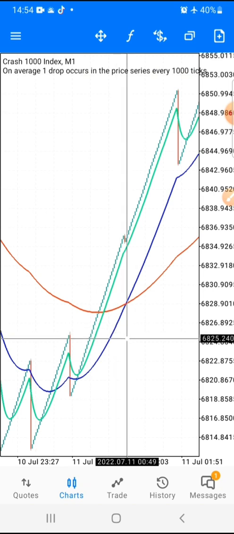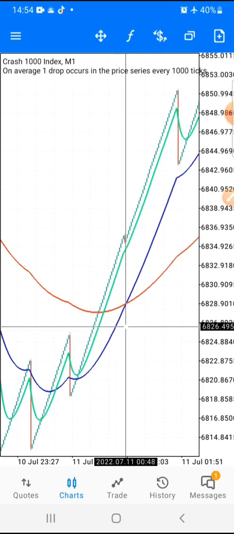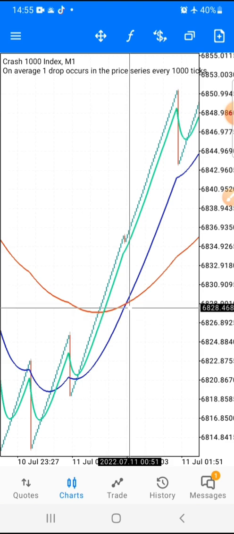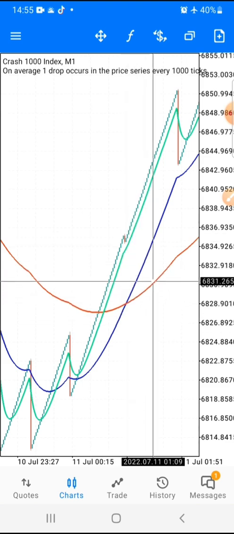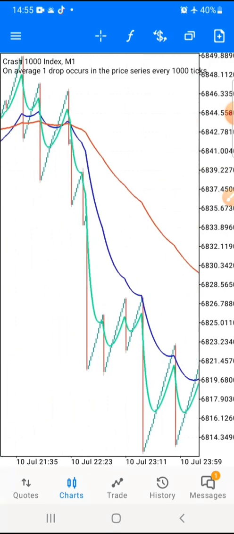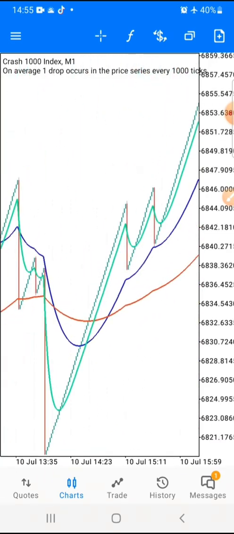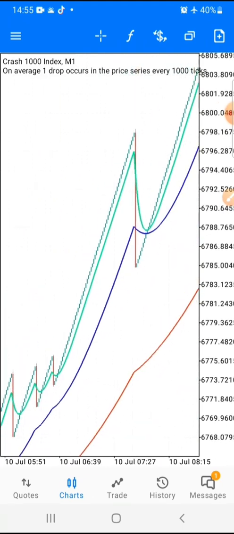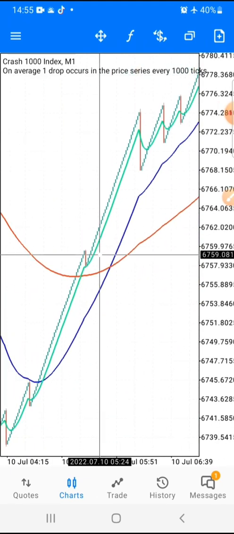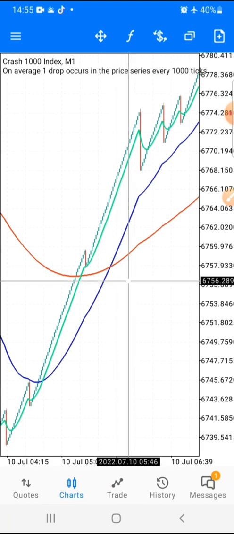Then here we have a perfect setup. You can see that both lines are crossing the red line and they're moving upwards. So you are able to count your 10 candles and you move out of the market. Let's look for more examples. Here again, you're going to be able to count your 10 candles and you move out of the market.